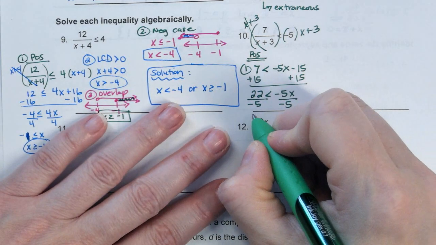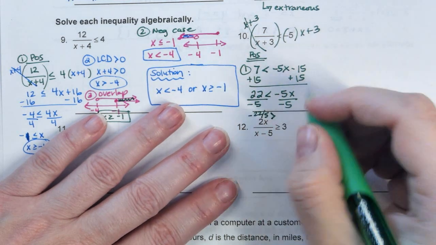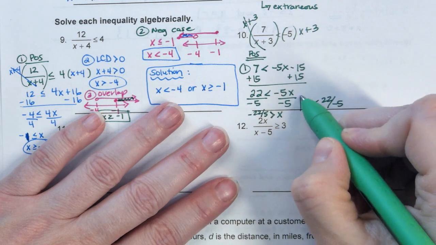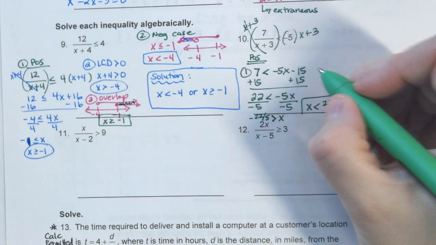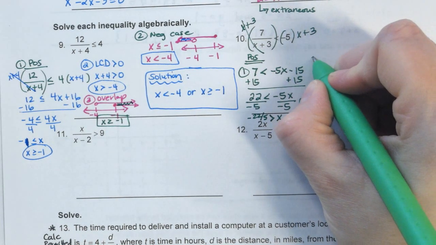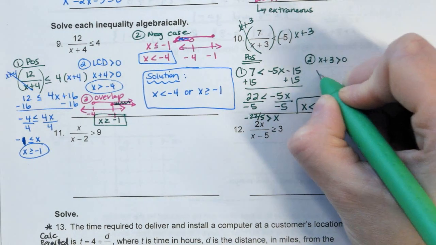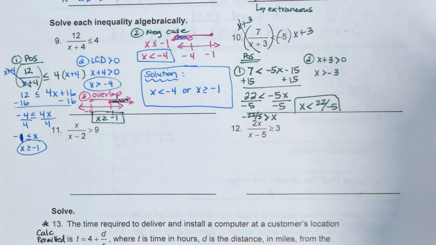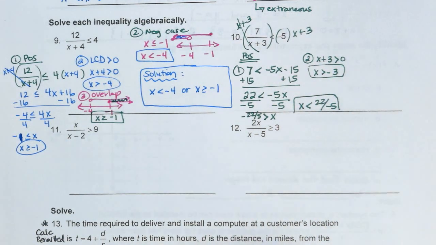Okay, so it's negative 22 over 5 is greater than x, and I like to write it like this with the x going first. Okay, and then the second step is taking that LCD, which is x plus 3, and setting it greater than 0, so x is greater than negative 3. And then I have to find where those two overlap.